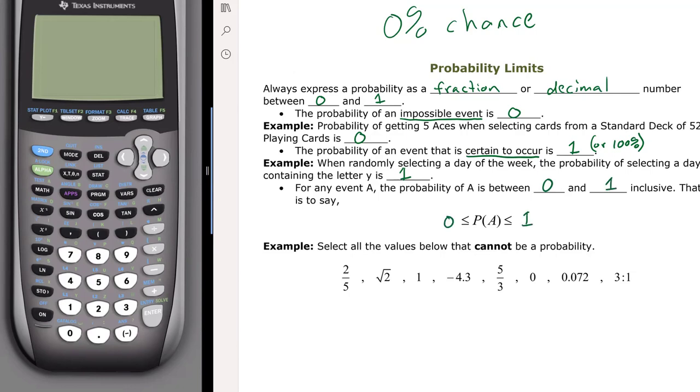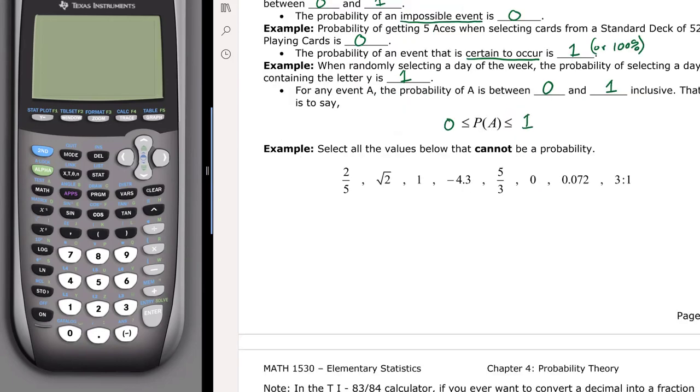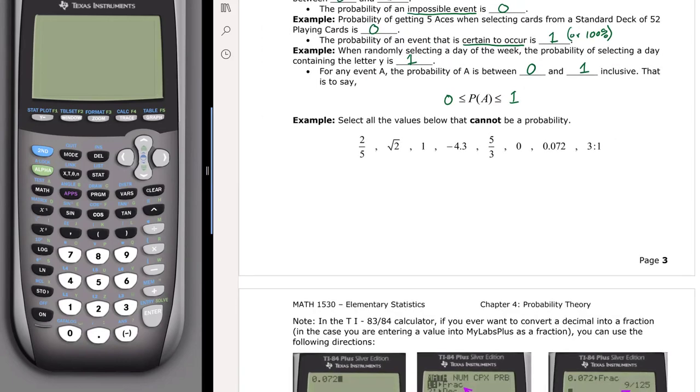Okay. So there's an example in the homework where they say, okay, here's a bunch of values. Tell which one cannot be a probability. So we want to just circle the ones that cannot be probabilities. And if you look through here, there's a few that stand out. Now, if you look at 2 over 5, that's going to end up being 0.4 right there. So that's going to be fine to have as a probability, not a big deal.